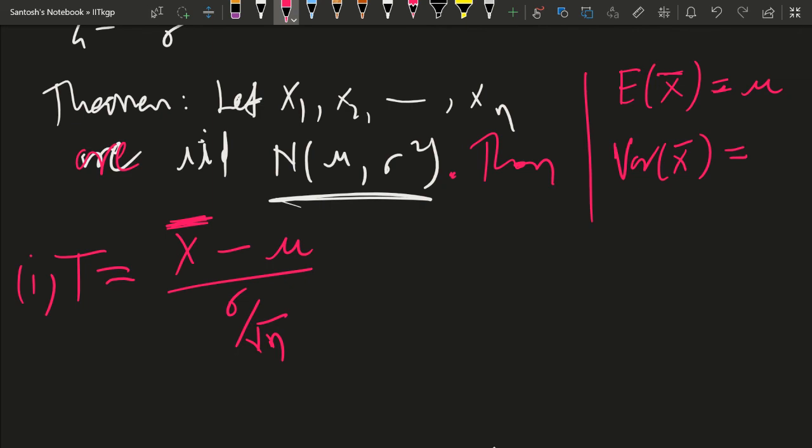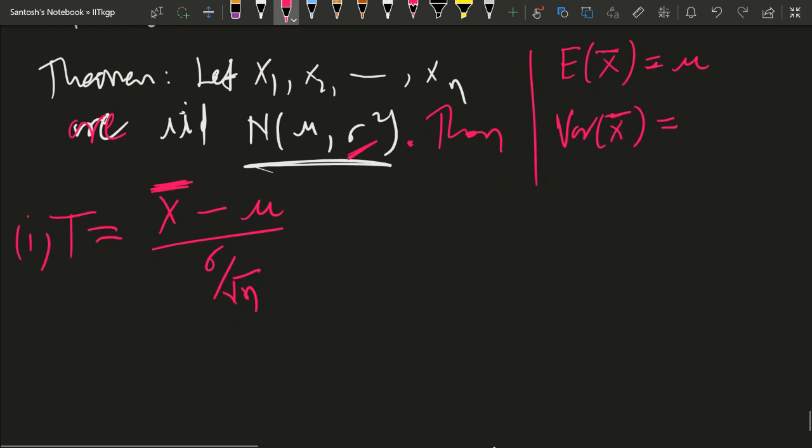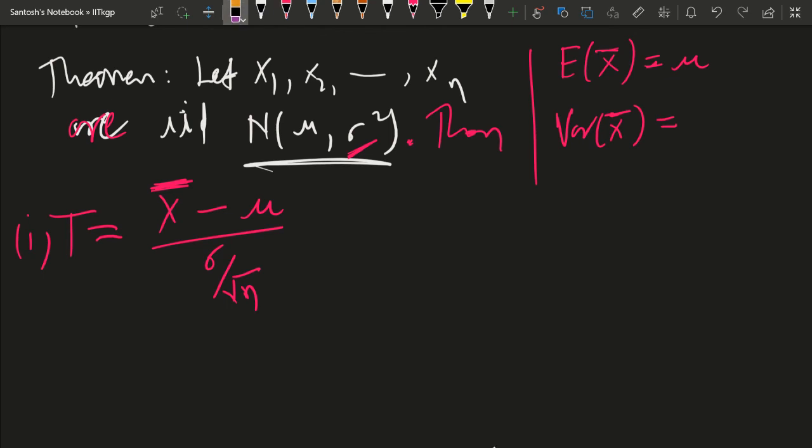S square is a sample quantity. But suppose sigma square is known, where sigma square is the variance of each random variable X1, X2, ..., Xn. So what is the variance of X bar? X bar is a mean, so what is the variance of the mean? When you derive it, you can check your last class, it is sigma square by n.